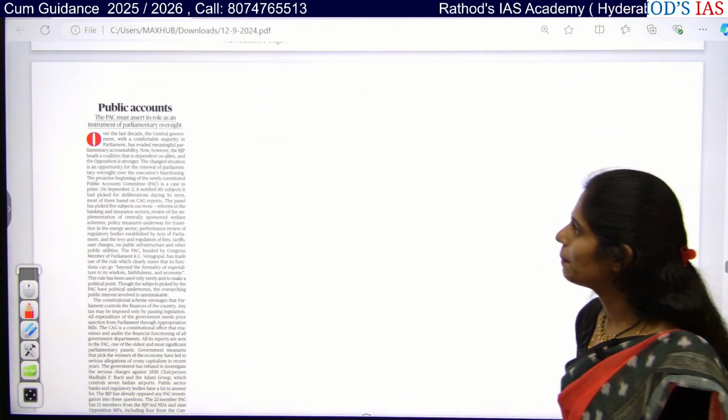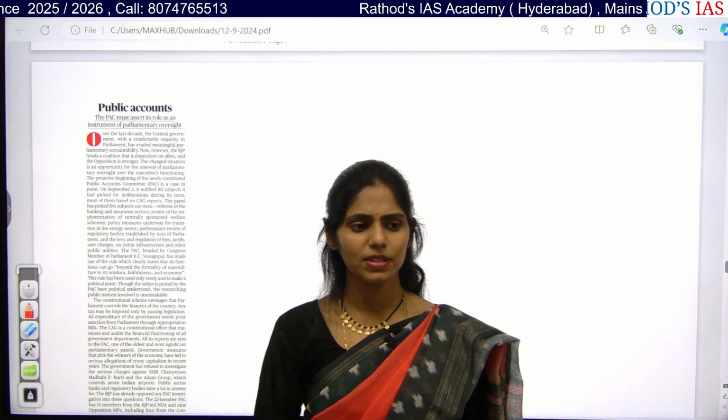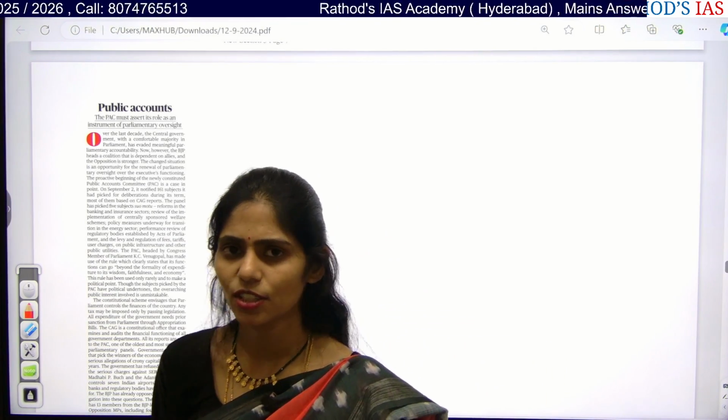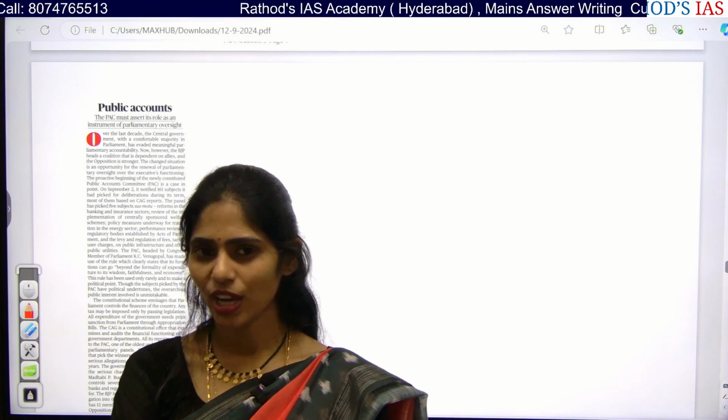And see this article, public accounts. Do you know about this Public Accounts Committee? It is discussed in your economy. What is this Public Accounts Committee and what is this CAG? Do you have any idea about CAG?